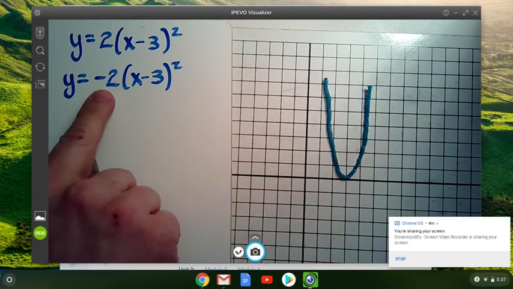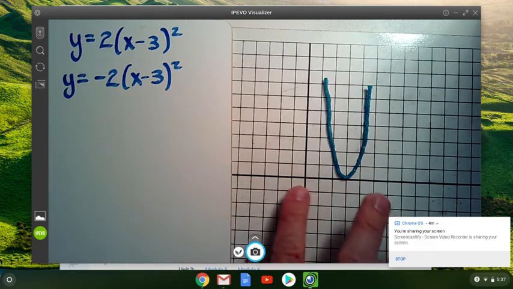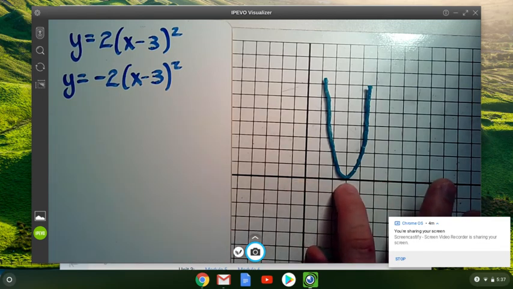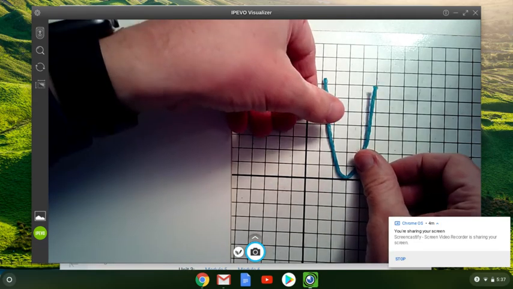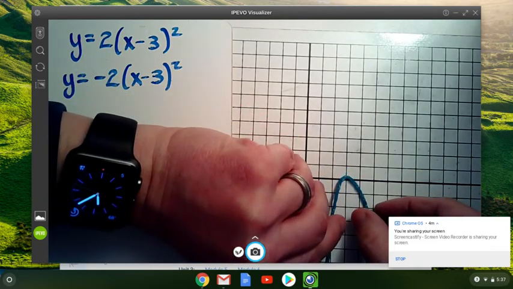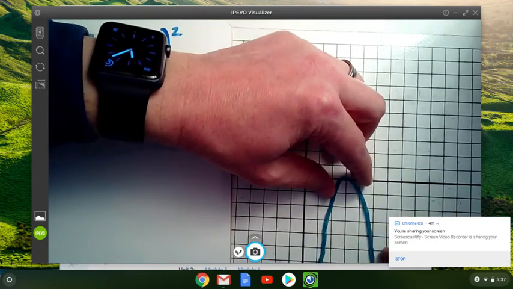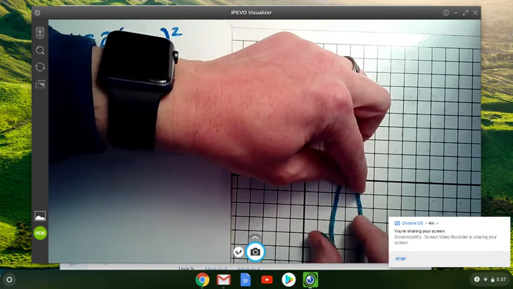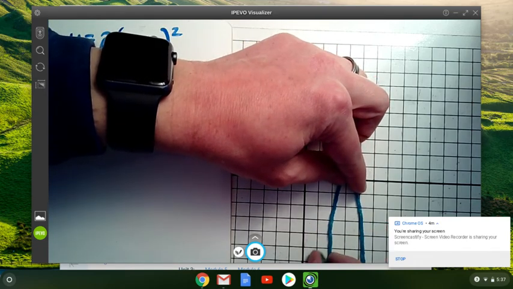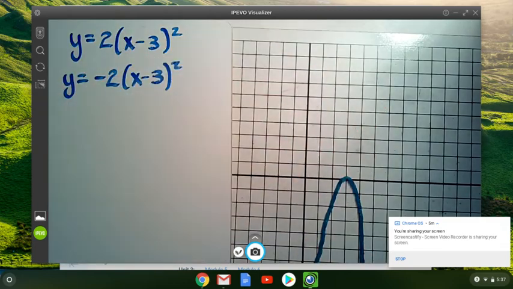Now the negative 2 in front is going to keep that vertex in the same spot. It's still shifted 3 to the right. It's still a quadratic function, still the same parent function, but here's what it did. It flipped it, still just as narrow as it was, exact same width, but now it opens downward instead of upward. That's the only change there.